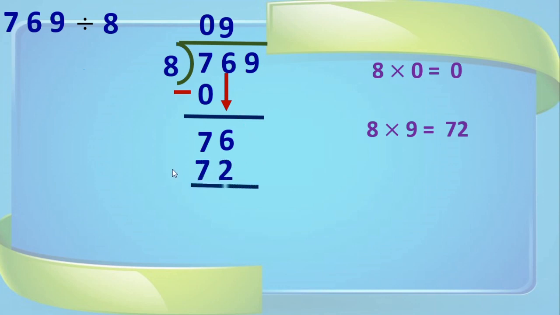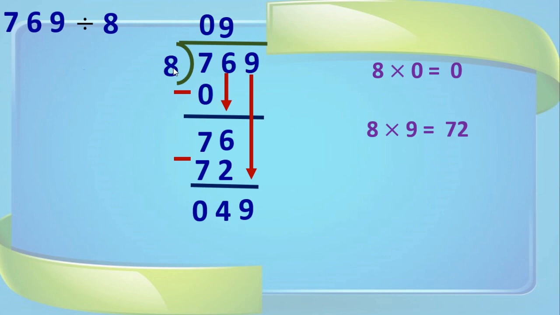Okay. So 76 minus 72 is equal to 4. Right? 6 minus 2 is equal to 4. 7 minus 7 is equal to 0. Now 4 remained here. So in the unit place there is 9. So we'll take this 9 down.